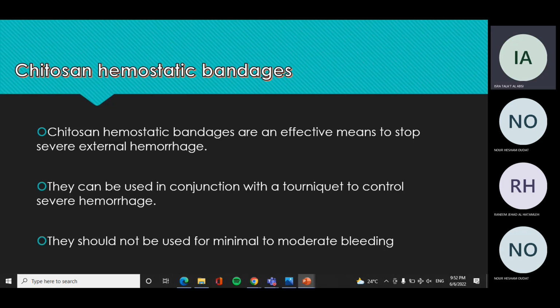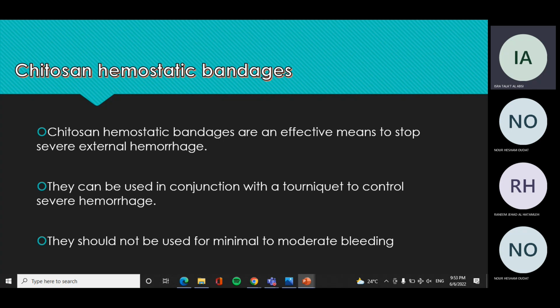Chitosan's viscosity and solubility depend on the molecular weight and the degree of deacetylation. The degree of deacetylation is determined by nuclear magnetic resonance spectroscopy. And the main application that we will focus on is the chitosan hemostatic bandage. Chitosan hemostatic bandages are an effective means to stop severe external bleeding.